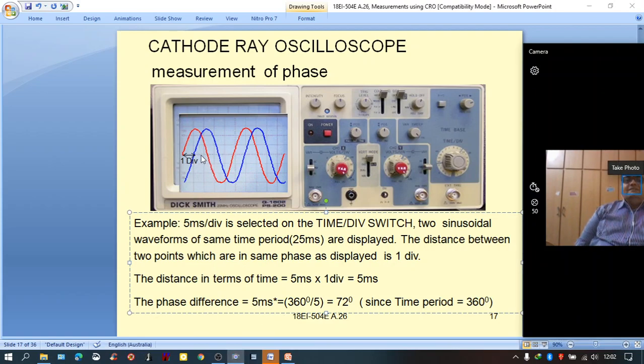Here, one cycle corresponds to 360 degrees. So the 25 milliseconds time period is 360 degrees. So 360 divided by 5. That is the amount of difference between the two signals. That is 72 degrees. So the phase difference between these two signals is 72 degrees, corresponding to 5 milliseconds between the two signals.